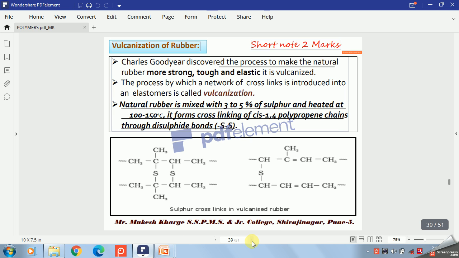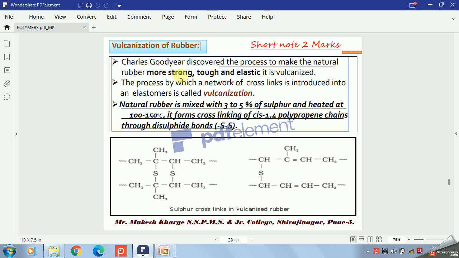Then, what is vulcanization of rubber? Many times a question may be asked: write a short note on vulcanization of rubber. Charles Goodyear discovered the process to make natural rubber more strong, tough and elastic, when it undergoes vulcanization. Natural rubber is not much stronger, tough and elastic in nature.